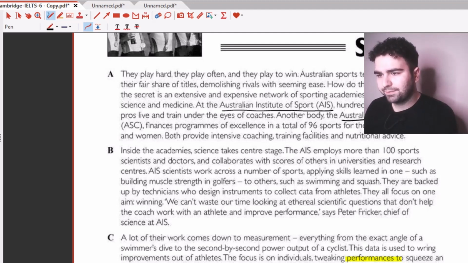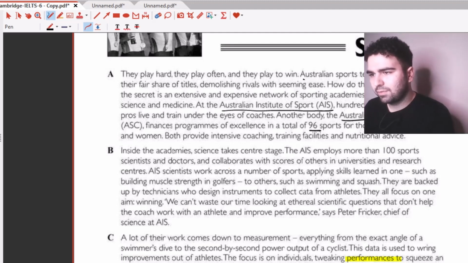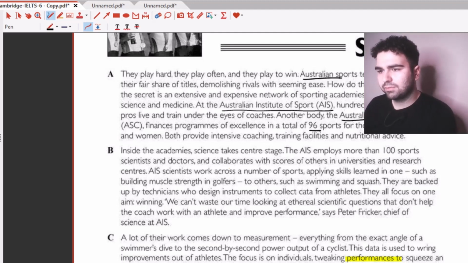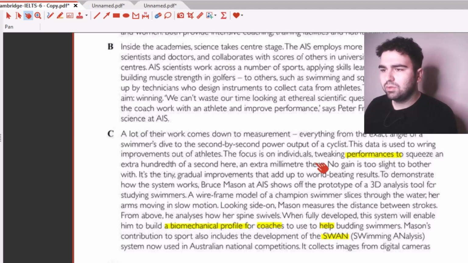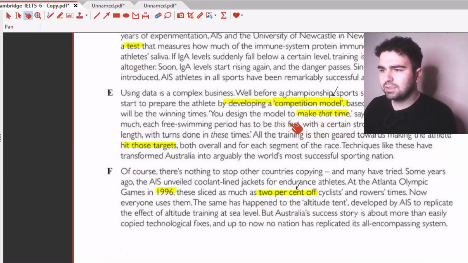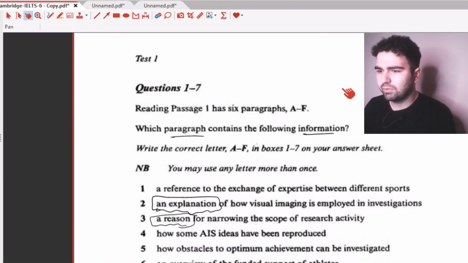ASC, 96. Okay. Australian academics, and so on. You do this, you go on, you go on, you go on. Let's read some other questions. Let me see what we have. Okay, here.